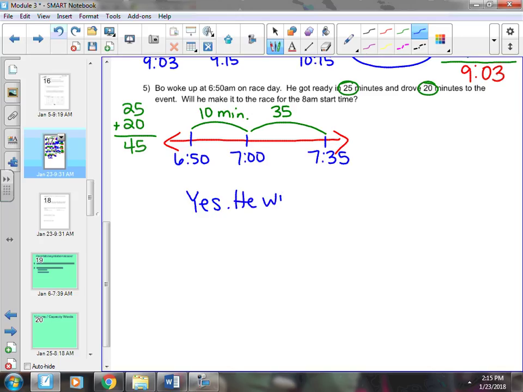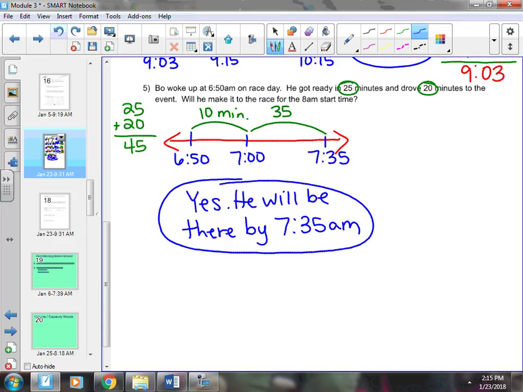He will be there by 7:35 a.m. And that is plenty of time for the race. He'll have time to warm up, stretch his muscles. And let's also show this problem with an addition problem.